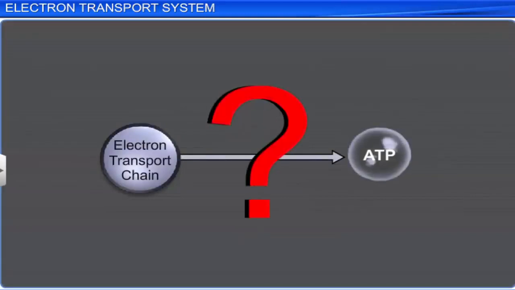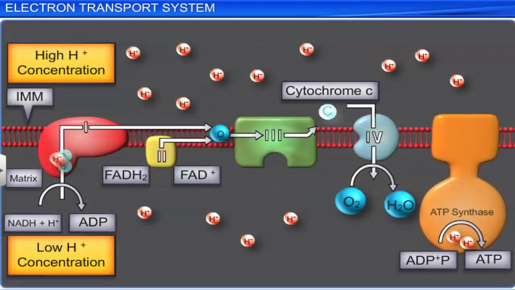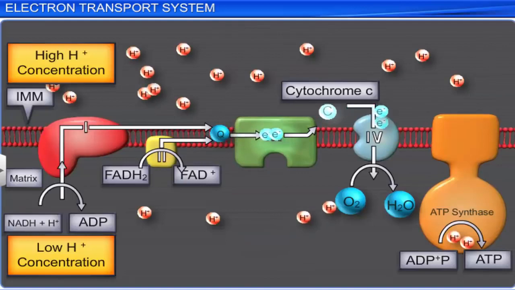Now let's see how the electron transport chain is coupled to ATP synthesis. As you saw, the electron transport and movement of protons creates a proton gradient across the mitochondrial membrane.